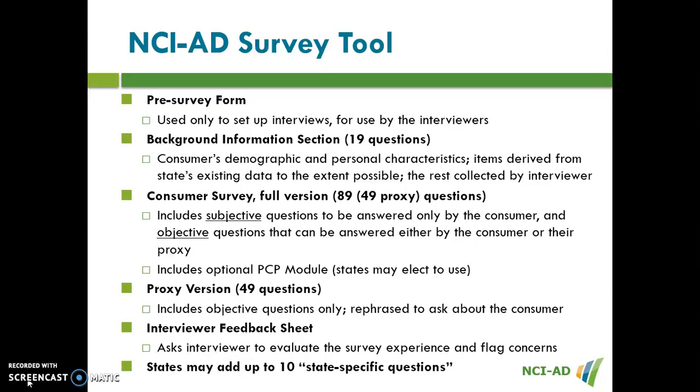We also have that proxy version of the survey, so it's just those 49 objective questions. We'll talk about this when we talk about the use of proxies, but this will only be used in the circumstances when the individual is not able to answer any questions on their own, and you'll be conducting the full survey with only a proxy. Then we have that interviewer feedback sheet. This is just that information about the kind of setup of the meeting, how long it takes, whether there are any questions that were difficult to answer. This is really helpful information for both the NCI AD national team to know about, as well as the state.